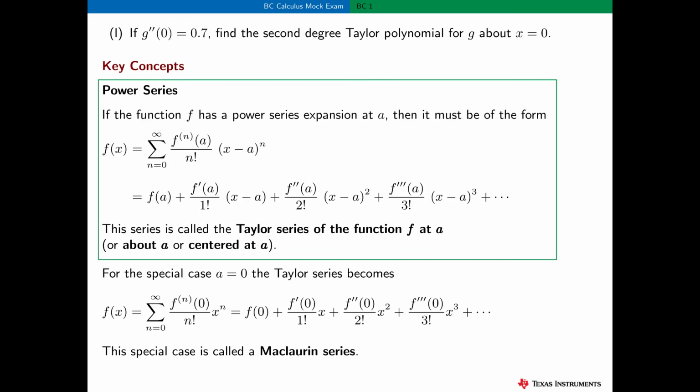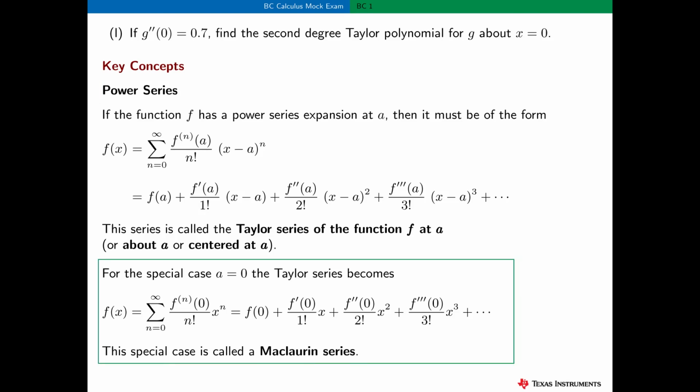Now, we could spend a whole month talking about Taylor series and Maclaurin series, but here's the basic concept needed to solve this problem. It says that if a function f has a power series expansion at a, then it must look like this. This is the Taylor series of a function f centered at a. The special case when a equals 0 is called the Maclaurin series, and the form of the series is given here.